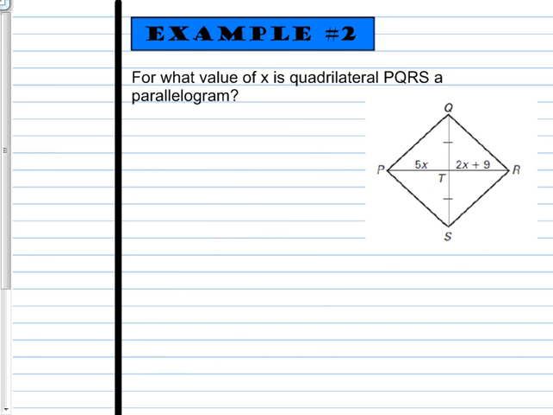Example 2. For what value of x is quadrilateral PQRS a parallelogram? So looking at the shape, we do not know anything about the angles. We don't know anything about the sides. What they did give us was the diagonals.